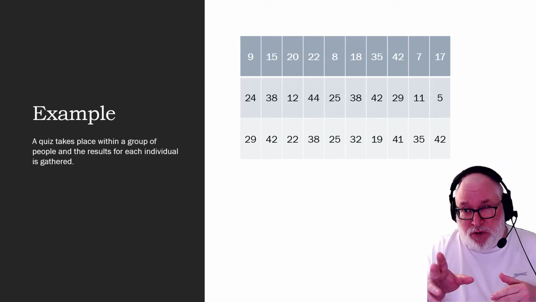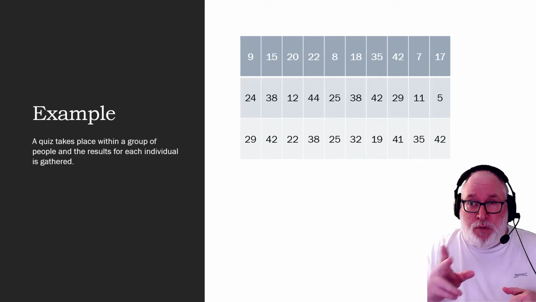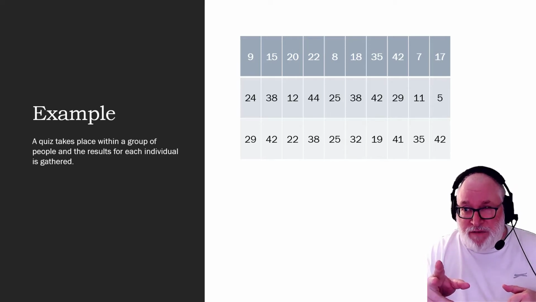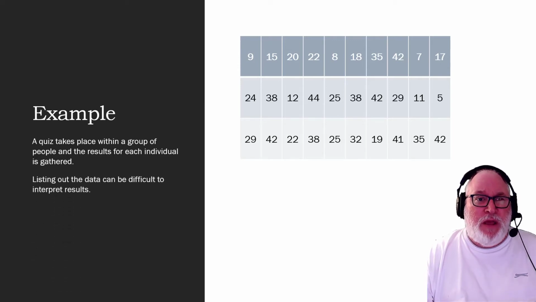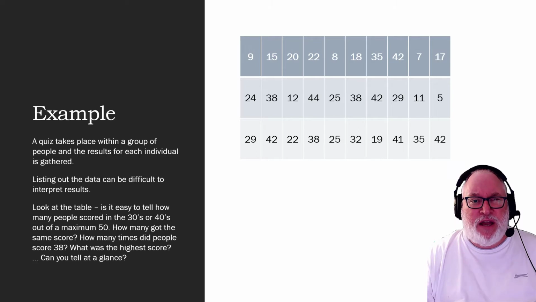I can see straight away, possibly around the middle there, 2 people got 25. I don't think there's any more that got 25. Can you see? Probably not. You'd be spending ages looking at all that data. So let's see how we can actually see this. Listing it out, it can be very difficult to interpret those results as they stand.